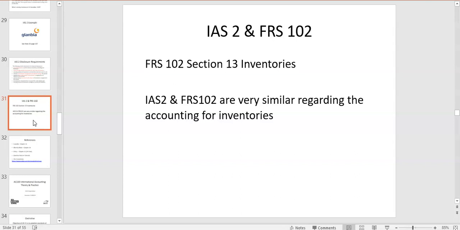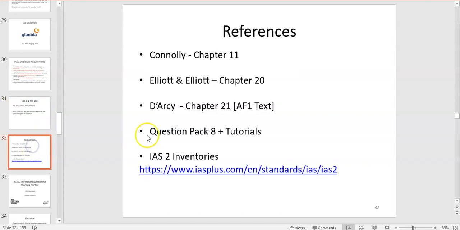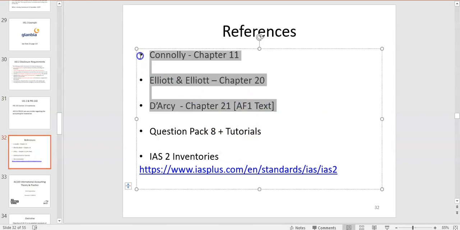In terms of FRS 102, they're very similar. Section 13 of the UK and Irish GAAP, Generally Accepted Accounting Principles, covers inventory. And Section 13 is very similar to IAS 2. No main differences or huge differences to worry about. So for you, go back and have a look at a chapter, at least one of those chapters. Whichever one is entirely up to you. They're all available in ebook format in the DCU library.